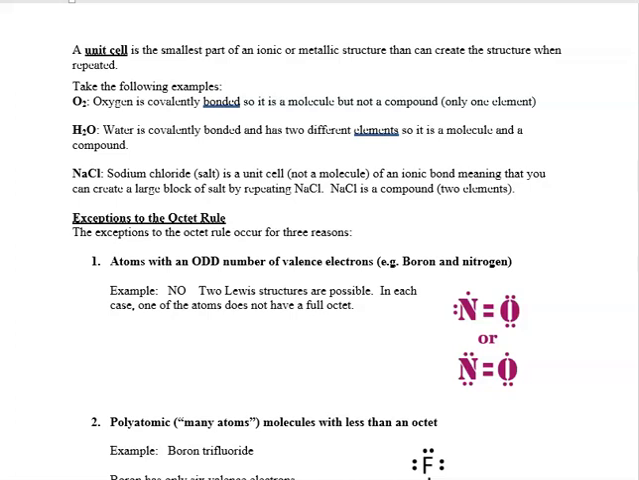So NaCl is a compound. It has two elements, but it's not a molecule. It's a formula unit or a unit cell.